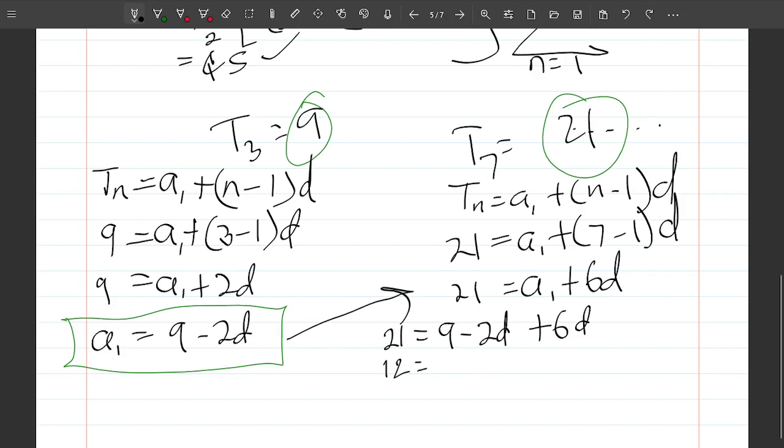Then here we actually have negative 2d plus 6d. These are like terms. So I'm going to have negative 2 plus 6, and that just gives us a positive 4. So I get a 4d. And then 12 divided by 4, then I should get what I need. So 12 divided by 4 gives me 3. So d is equal to 3.